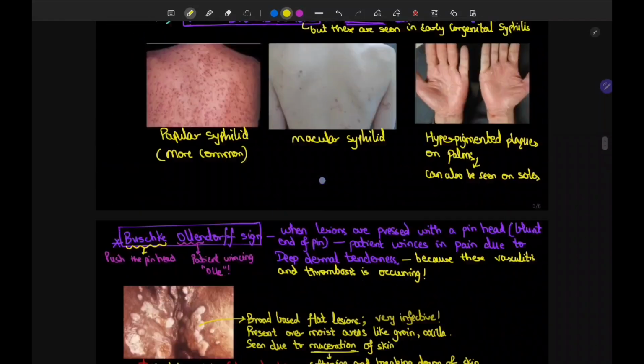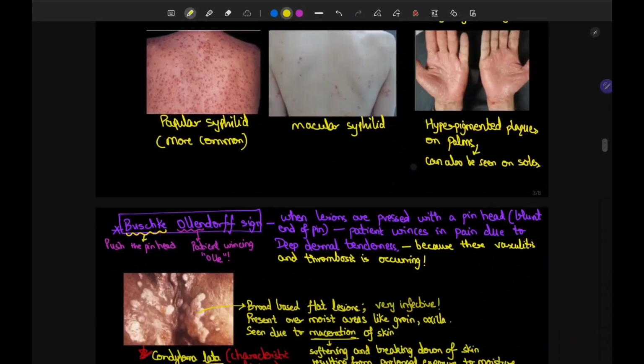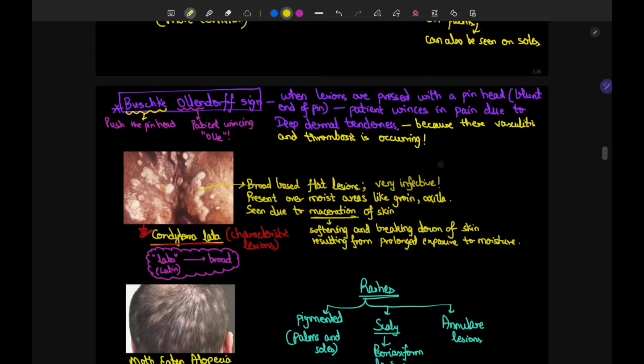Now I have told you, it's a great imitator. So we have seen the papular, macular lesions, the hyperpigmented plaques. Now let's see the condyloma lata. Condyloma lata, these are broad-based flat lesions. See, the base is so broad, and these are flat lesions, and these are very infective. Present over moist areas like groin and axilla. Seen due to maceration of the skin.